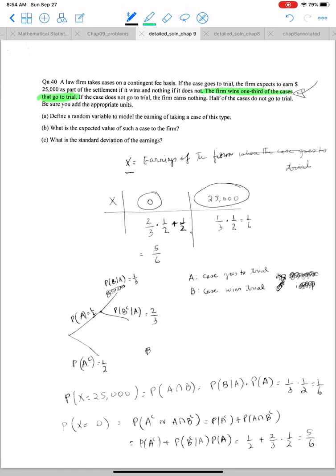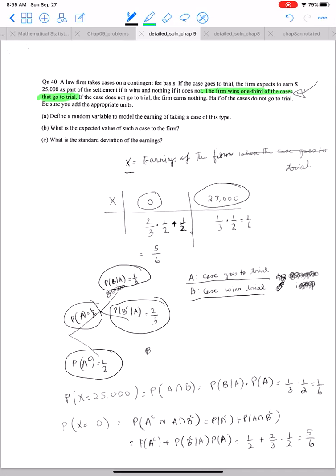How do we assign the probabilities? Well, let A denote the event that the case goes to trial, B denote the event that the case wins the trial. So the probability of not going to the trial is 1/2. Probability of going to the trial is 1/2. Probability of winning if it goes to the trial is 1/3. Probability of losing if it goes to the trial is 2/3.